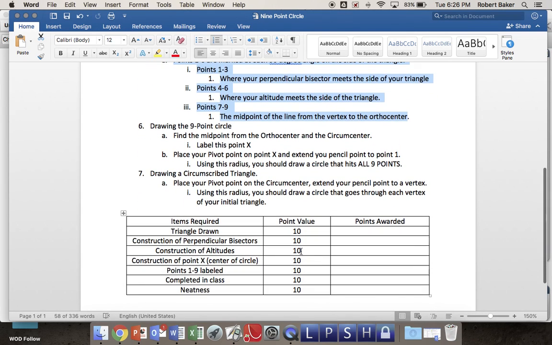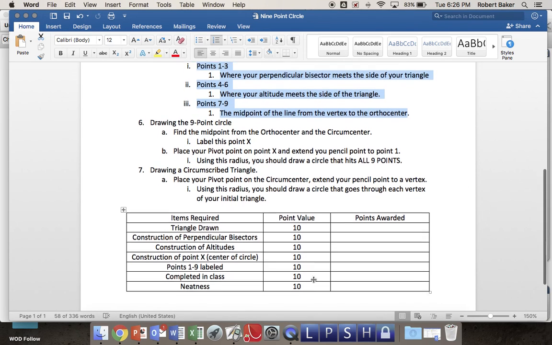So when you construct your altitudes, you get 10 points. The construction of point X, the center of your 9-point circle, is 10 points. Labeling points 1 through 9 is 10 points. If you complete it in class, 10 points. If you don't have time to complete it in class, take it home. But you're going to lose 10 points. And neatness is 10 points.